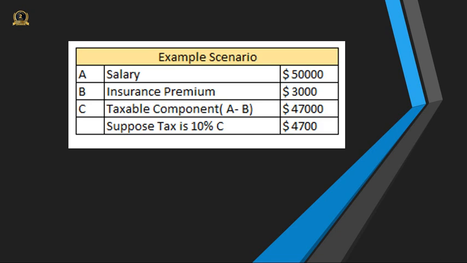Let's understand with an example. Suppose an employee's salary is $50,000 and the insurance premium is $3,000. As insurance is not taxable, the total taxable component is $50,000 minus $3,000, that is $47,000. If tax is 10%, then 10% of $47,000, that is $4,700, is the tax computed. This $4,700 is called the reportable wage type. This is what is reported to the government.